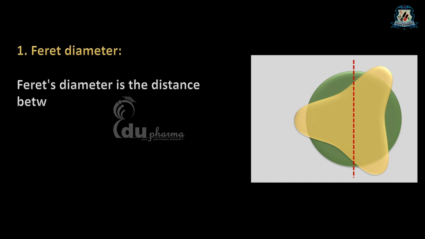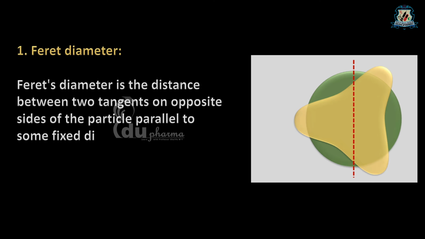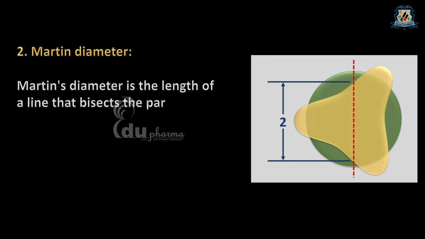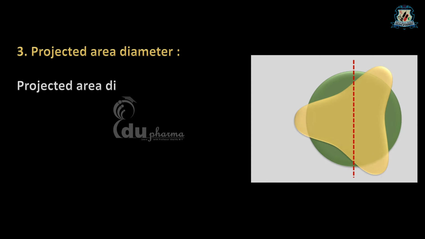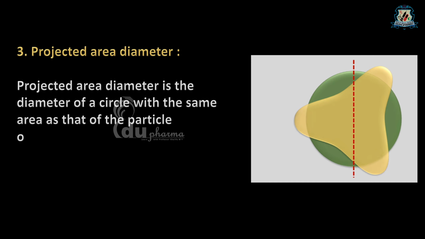Faraday's diameter is the distance between two tangents on opposite sides of the particle parallel to some fixed direction. Martin's diameter is the length of the line that bisects the particle image, and the projected area diameter is the diameter of a circle with the same area as that of the particle observed perpendicular to the surface on which the particle rests.